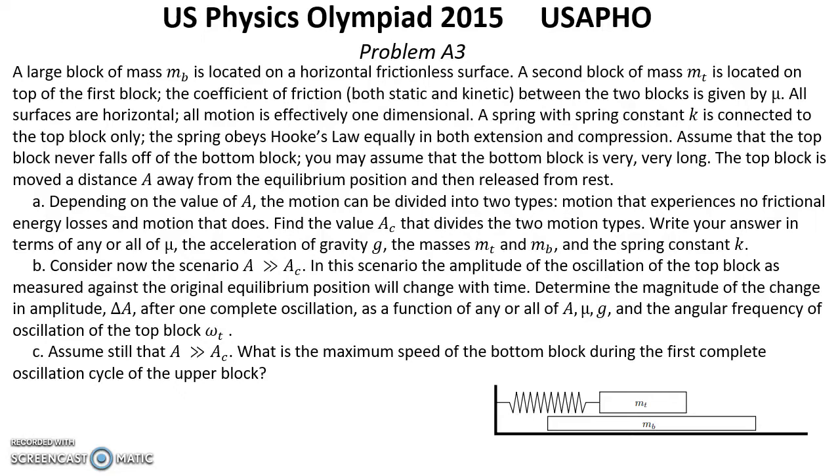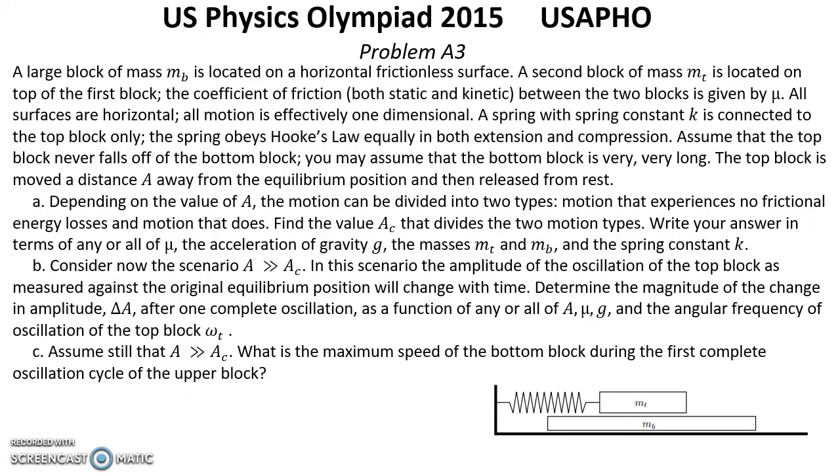Question A. Depending on the value of A, the motion can be divided into two types: motion that experiences no frictional energy losses and motion that does. Find the value AC that divides the two motion types. Write the answer in terms of any or all of μ, the acceleration of gravity g, the masses MT and MB, and the spring constant K.